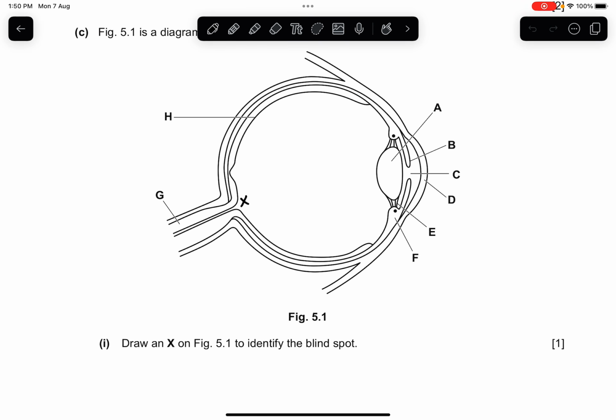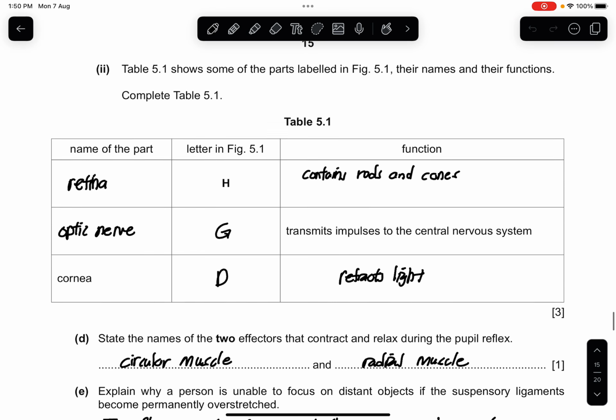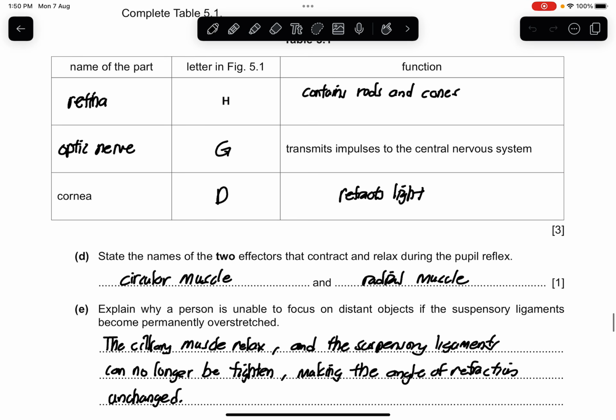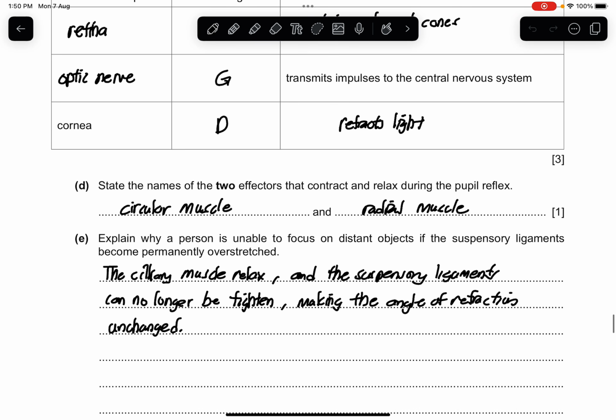You can see how you remember this is you can see a C. That's called the cornea. So the cornea helps to refract light. Okay, state the name of the 2 effectors that contract and relax during pupil reflex, not accommodation. So the answer is circular muscles and radial muscles, 1 mark.